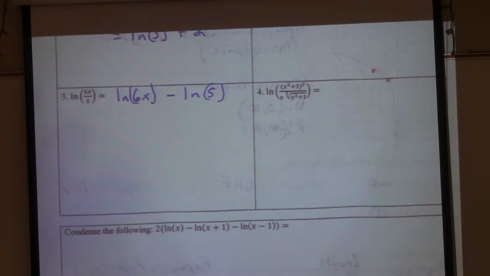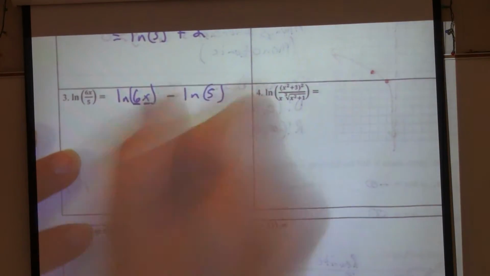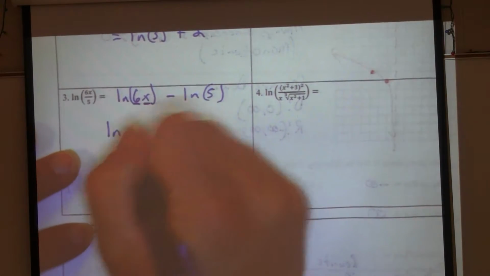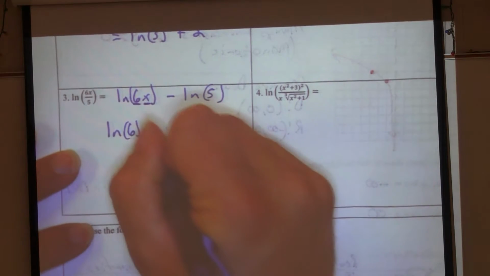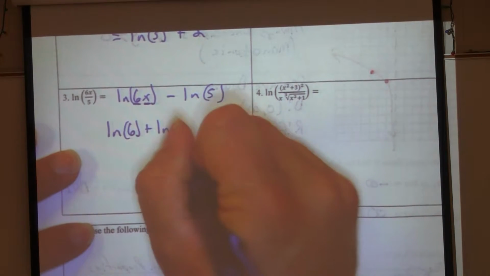Can I go even further? Yes, what's happening between these two arguments? Multiplication. Multiply, so we can change it to what? ln of 6 ln, addition, right?